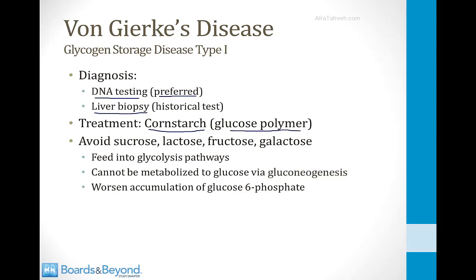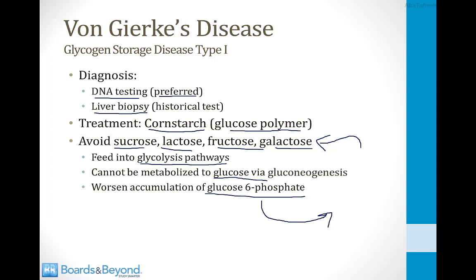These children also need careful dietary counseling because they need to avoid several different substances that can make the condition worse. Specifically, they need to avoid sucrose and lactose and fructose and galactose. All of these molecules feed into the glycolysis pathways, and they cannot be metabolized in the liver to glucose via gluconeogenesis. This means that if the children with von Gierke's disease consume these substances, they will have worsening accumulation of glucose 6 phosphate. This will be driven into glycogen, and they will get more glycogen stuck in their liver.